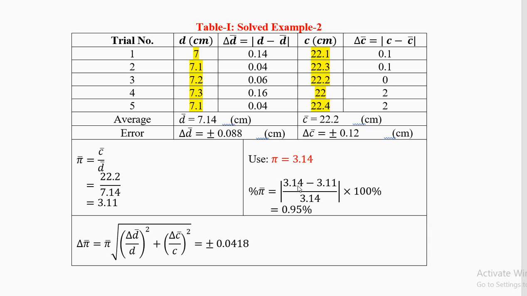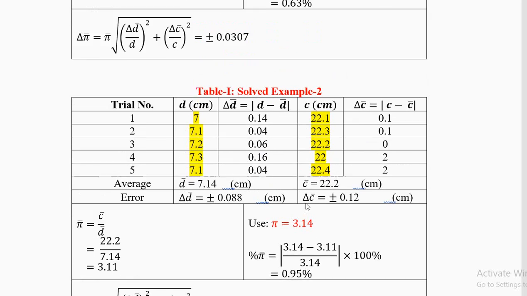Now do your error analysis. 3.14 minus 3.11, divided by 3.14, into 100. Do this calculation carefully. It is 0.95%. This time the error is more. Last time it was 3.12, you were close to 3.14. Now you are further away from it.